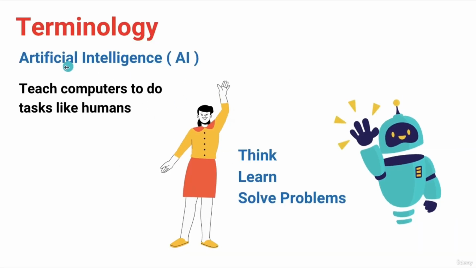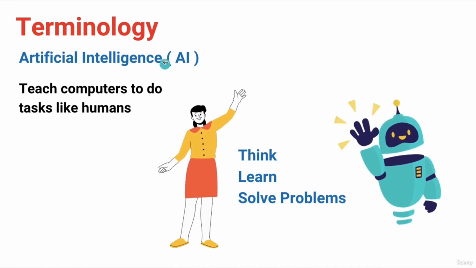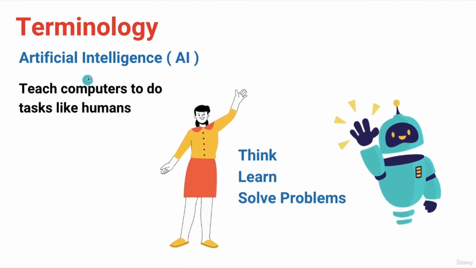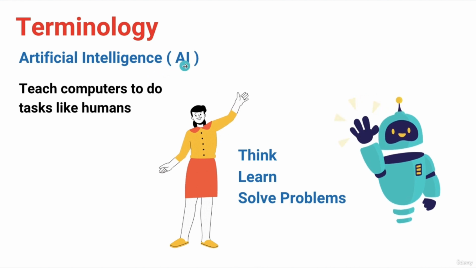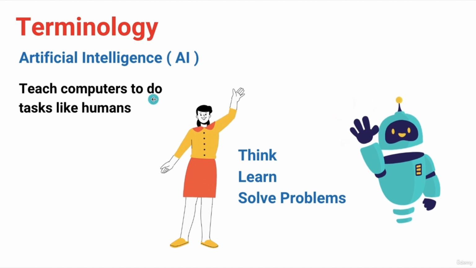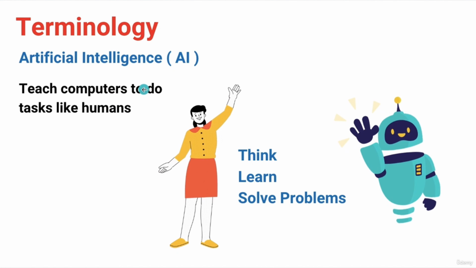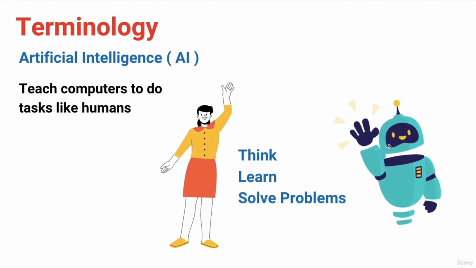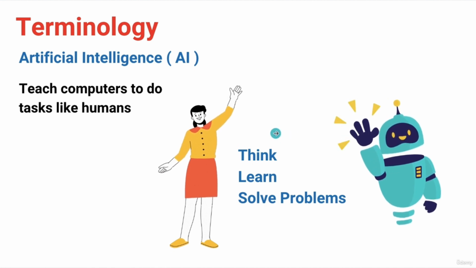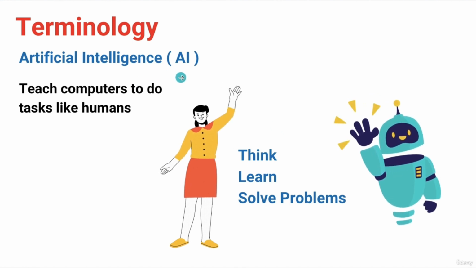Okay, so let's discuss the very first term, which is artificial intelligence. In short, we call it AI. So now what is artificial intelligence or AI? In a very simple way, when we teach computers to do tasks like humans, that is called artificial intelligence. You basically tell or train your robots or computers to do tasks like humans. So that is what is called artificial intelligence, right?